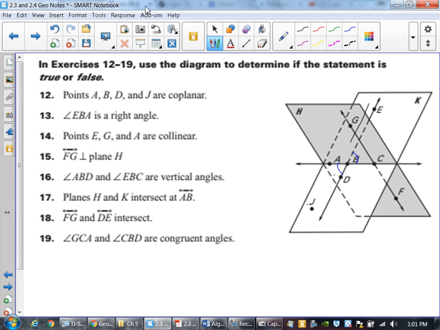Do lines FG and DE intersect? Look at your screen. You have it right there. You've got it one closer. Does this line intersect this line? Look carefully. Oh, no. What does that little dotted line mean again? It's behind it. These guys don't intersect, but yet they're not parallel.